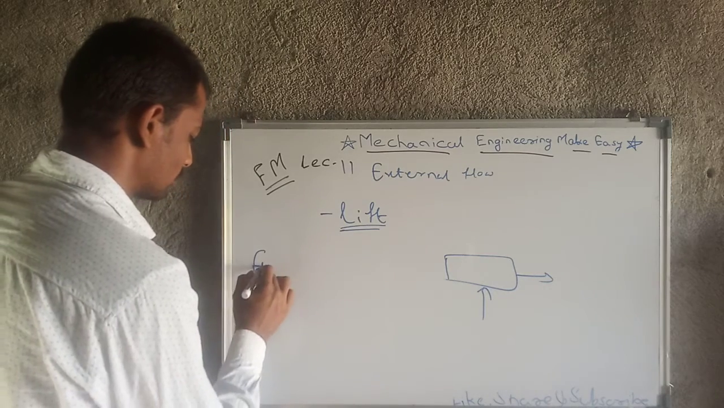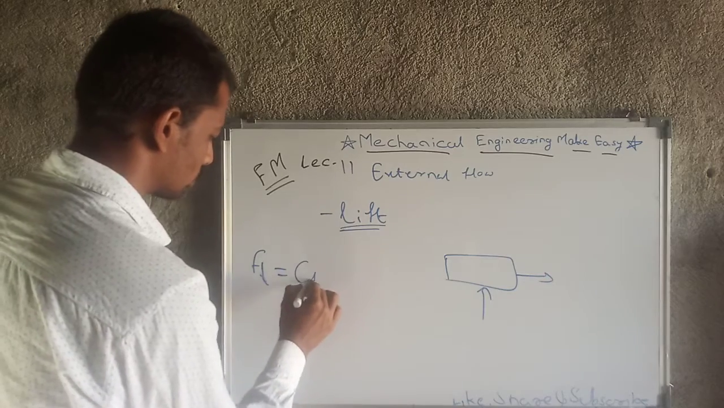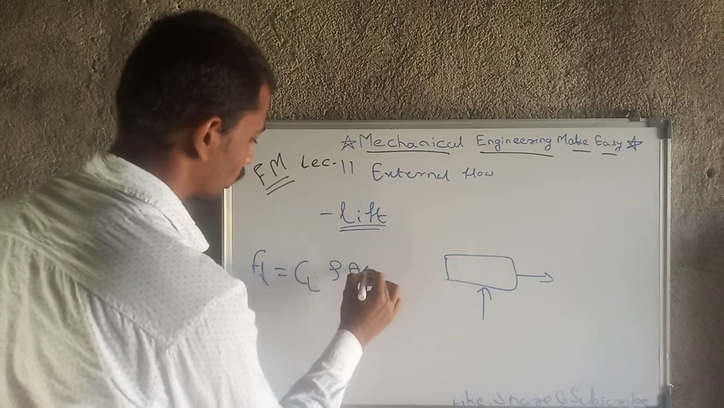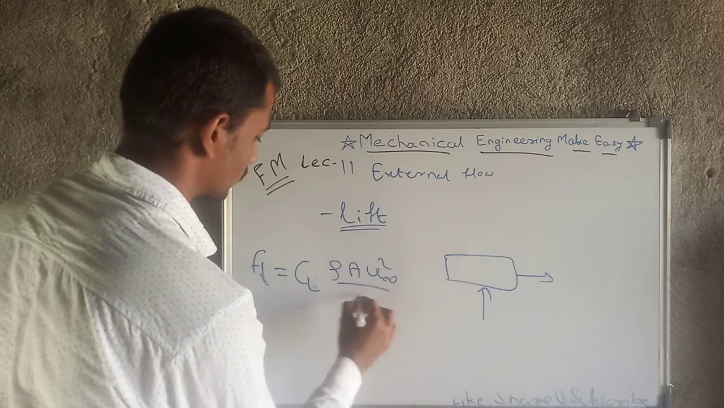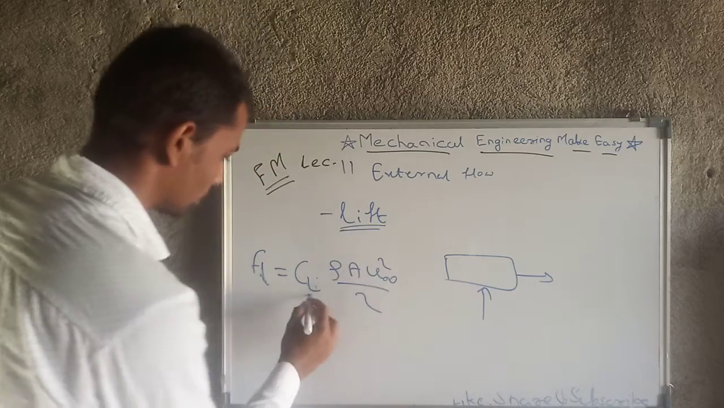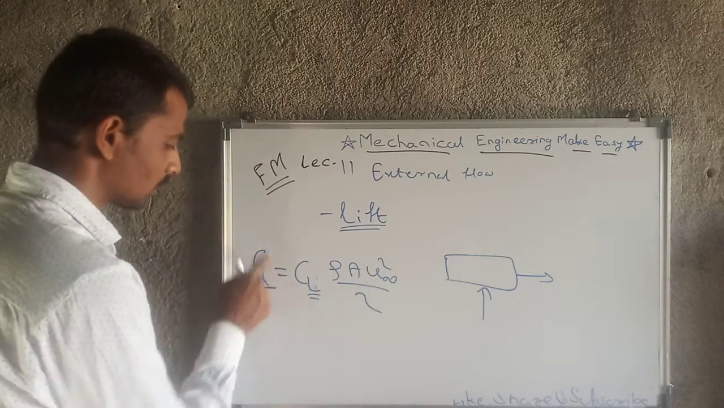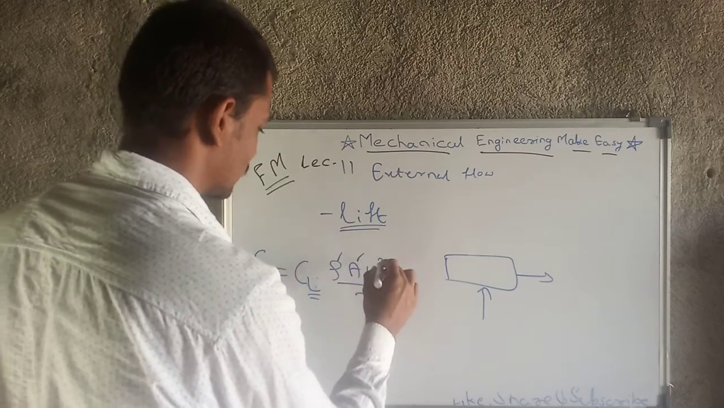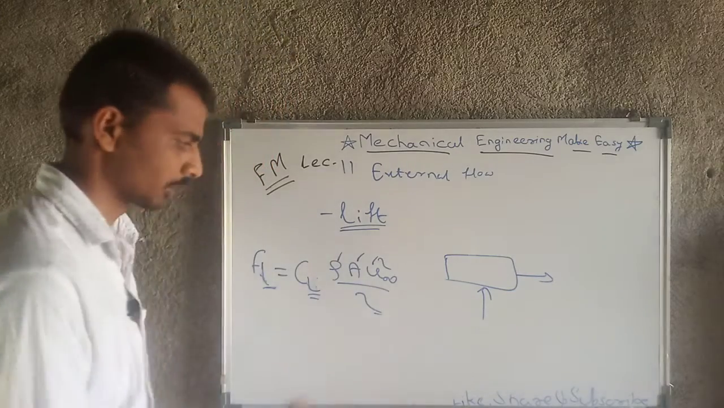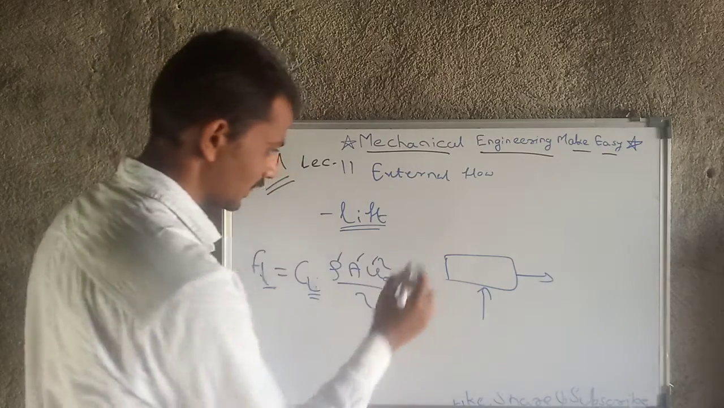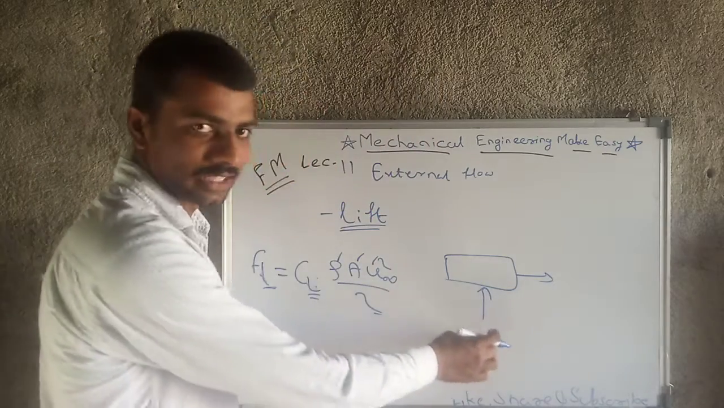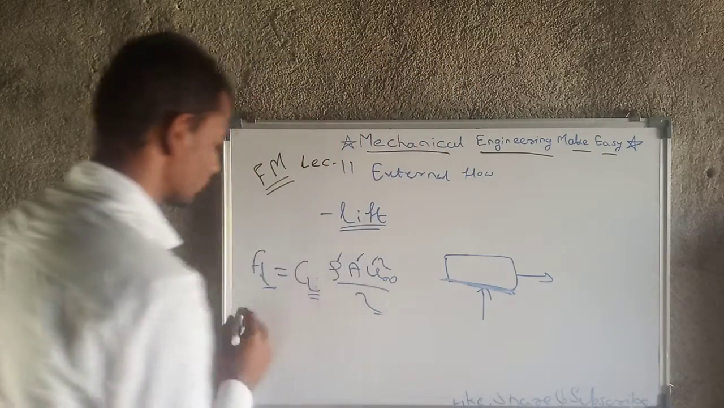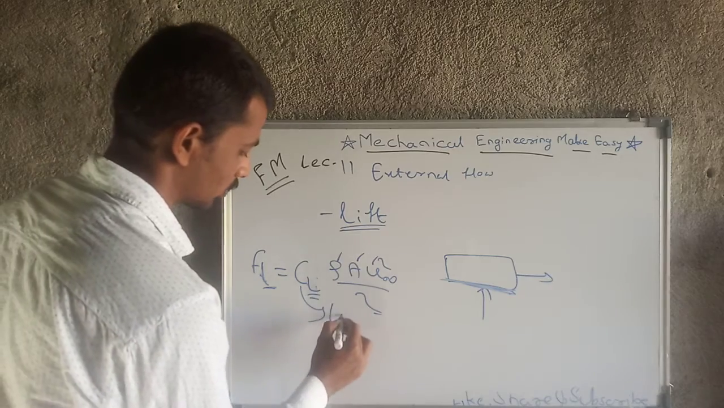It is denoted by FL, and it is equal to CL, that is the coefficient of lift, into rho A u infinity square by 2. The formula is the same, only these changes occur: lift force, then coefficient of lift. Other parameters are the same, like density, area, free stream velocity, and the constant. And which area? As this force is acting perpendicular, we have to consider the bottom area. Okay, and this is the lift coefficient.